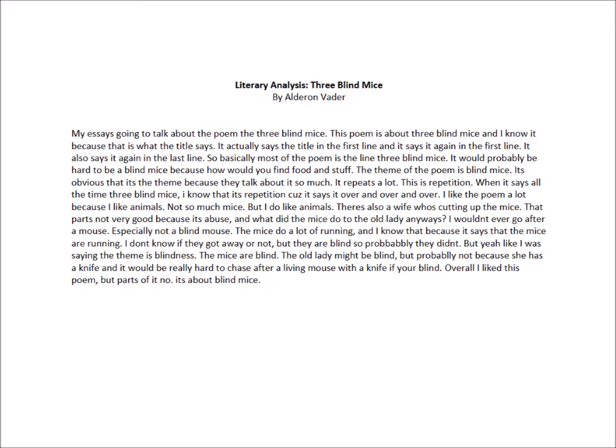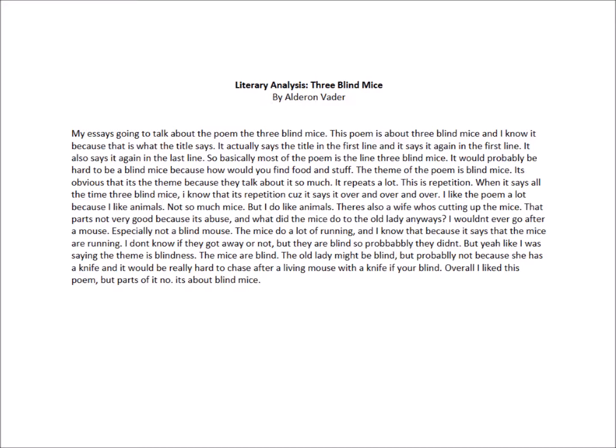So here we go. My essay is going to talk about the poem, The 3 Blind Mice. This poem is about 3 blind mice, and I know it because that is what the title says. It actually says the title in the very first line, and it says it again in the first line. It also says it again in the last line. So basically, most of the poem is the line 3 blind mice. It would probably be hard to be a blind mice because how would you find food and stuff? The theme of the poem is blind mice. It's obvious that it's the theme because they talk about it so much.